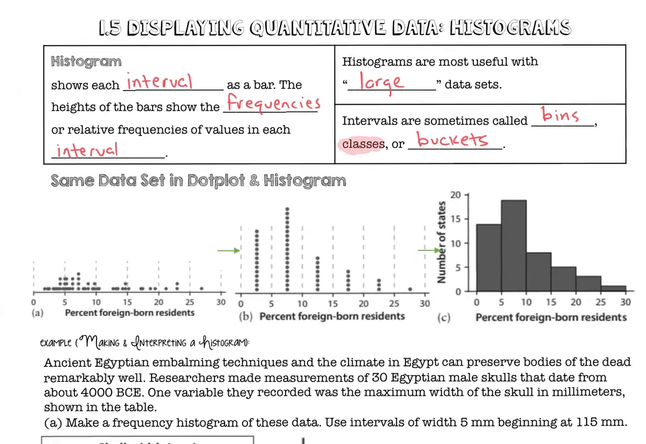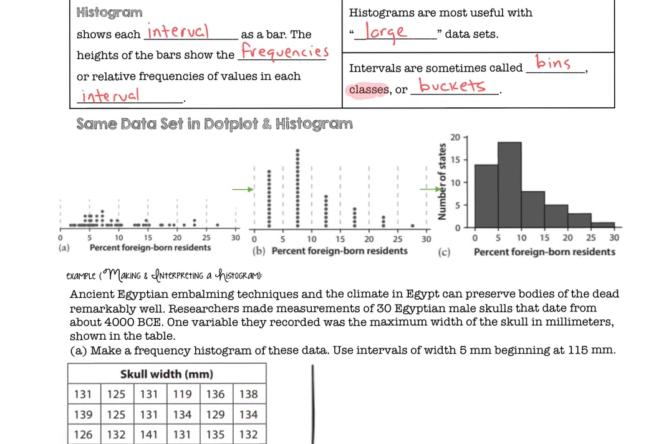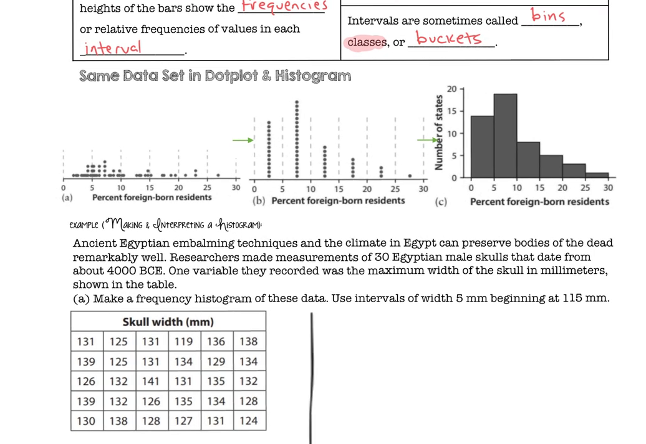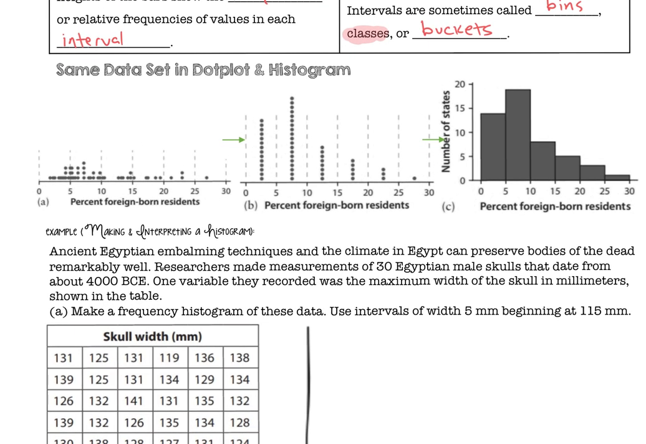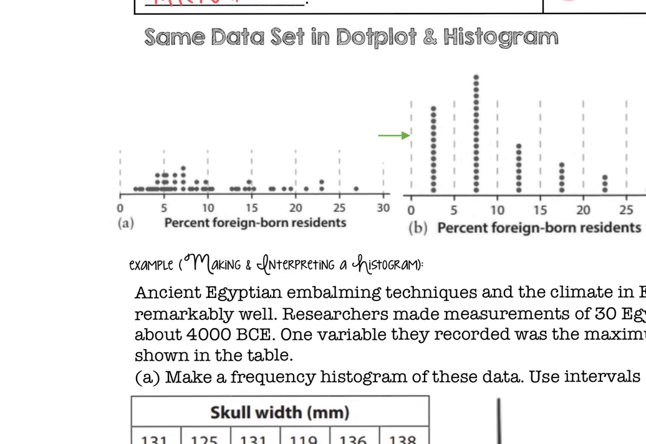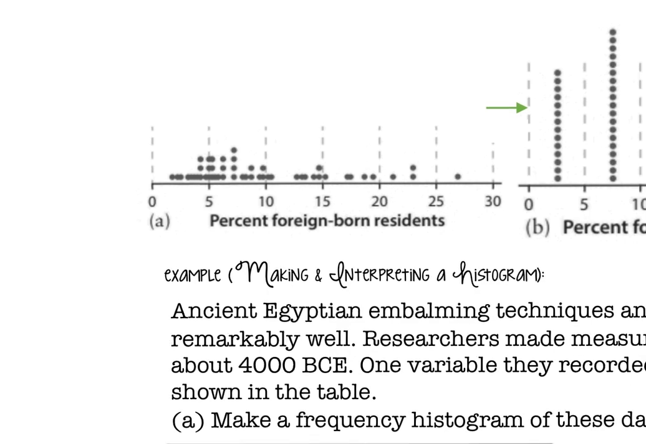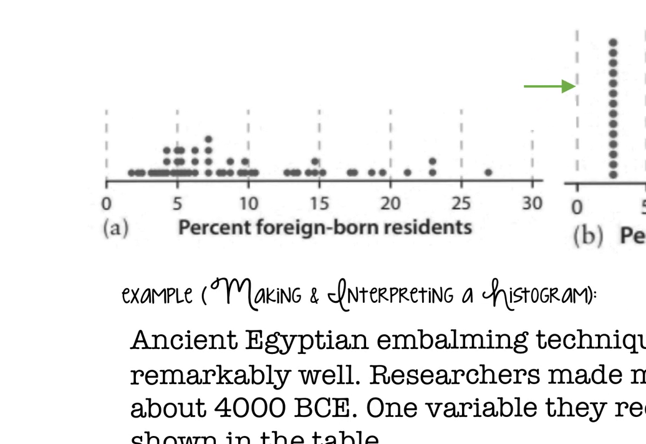Here's what you've got right here. If you look at these three, we've got some dot plots and then we've got some histograms. They are showing you how we take a data set represented as a dot plot and then as a histogram. If you look right here, they have every individual data point in our set.